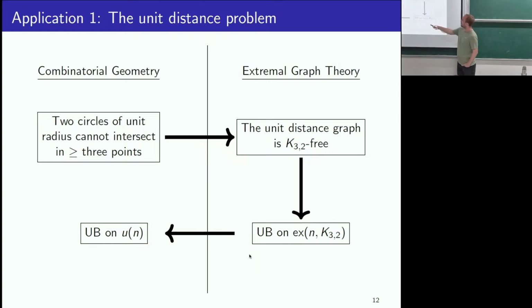Okay, so what happened here? We had one observation about 2 circles: 2 circles cannot intersect in more than 2 points. We translated this information into the extremal graph theory world, got information about the unit distance graph, and then could invoke a result on the extremal function, and then translated it back to the geometry world. So all the work happened here on the right hand side. So let's keep this strategy in mind.